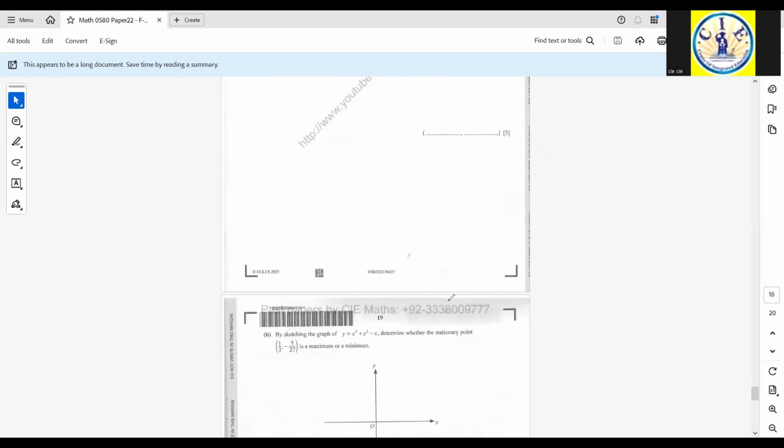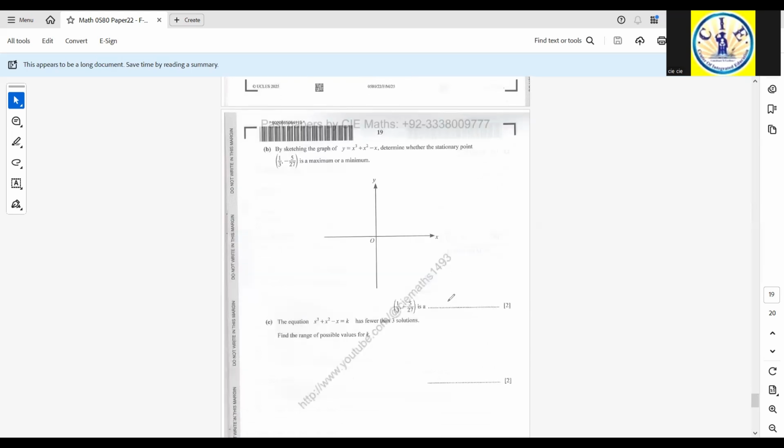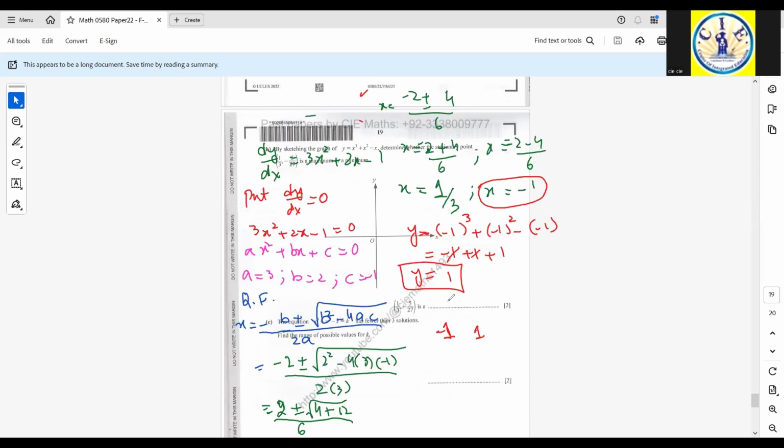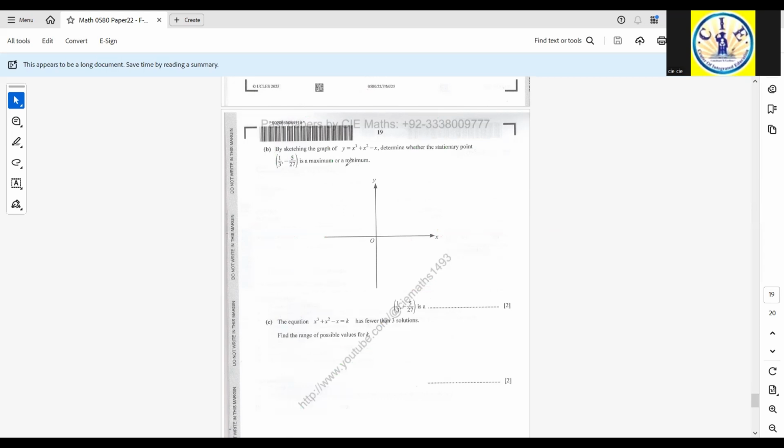Now for part B, by sketching the graph of this, determine whether the stationary point is a maximum or a minimum point. Okay, the derivative that we calculated was 3x squared plus 2x minus 1. This was the derivative, and the function was this one.